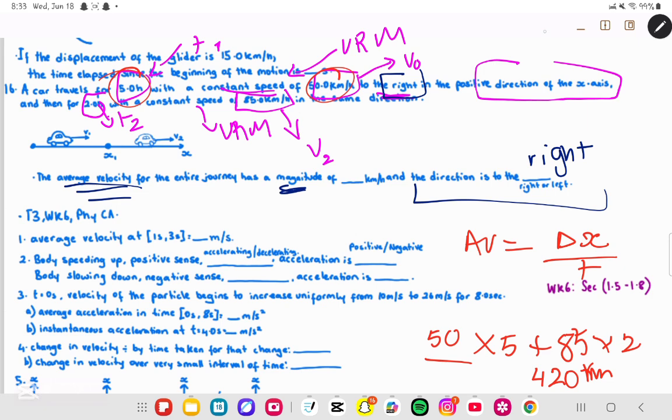Okay, so why did I use this formula? Because I have velocity, I have time, and I need to find the displacement. We know displacement is equal to velocity times time. So you have two different velocities and two different times. You will multiply each velocity with its corresponding time.